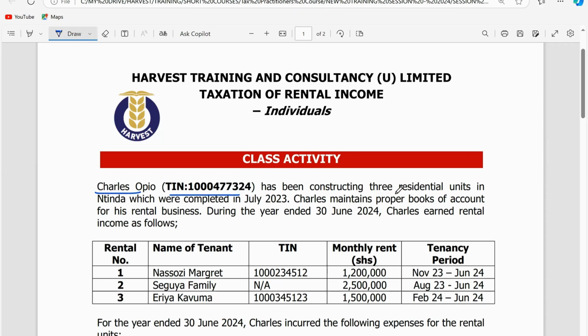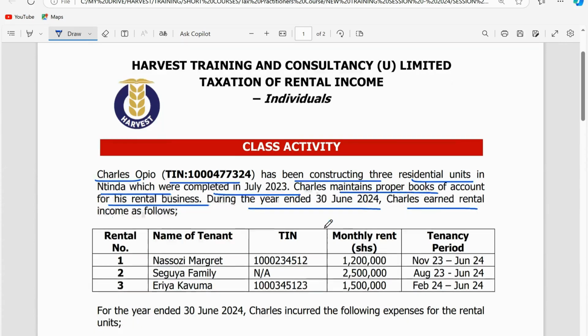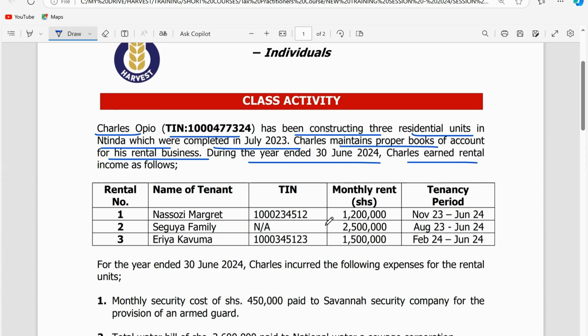And this is his TIN number. The information we have from our client, Charles Opio, is that he has been constructing 3 residential units in Ntinda, which were completed in July 2023. Charles maintains proper books of account for his rental business. He takes it seriously, so he has records. During the year ended 30th of June 2024, Charles has provided us the following to help him manage his taxes.